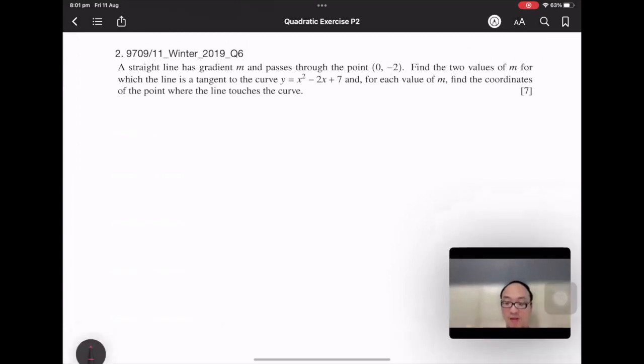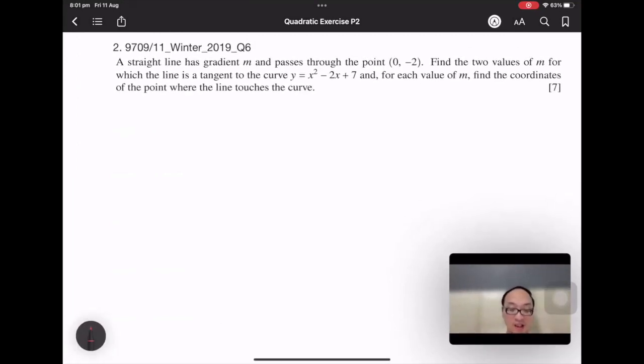Number 2. A straight line has gradient m and passes through (0, negative 2). Find the two values of m for which the line is a tangent to the curve y equals x squared minus 2x plus 7. And for each value of m, find the coordinates of the point where the line touches the curve.